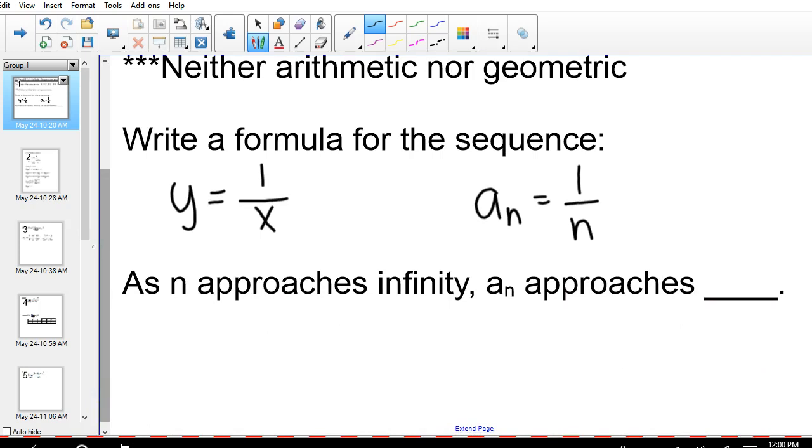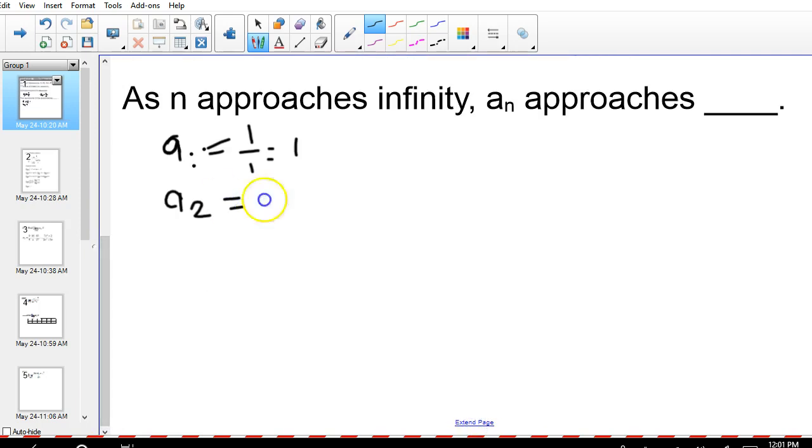What I want to know is, as n approaches infinity, a sub n approaches what? As n gets bigger and bigger, what is the value of a sub n going to get closer and closer to? That is what this question is asking. We know a sub 1 is 1 over 1, which is 1. A sub 2 is 1 over 2, 1/2. A sub 3 is 1 over 3. Right now, what is happening to the value? Is it increasing or decreasing? It's decreasing. All right, let's skip several numbers. A sub 10 is 1/10.